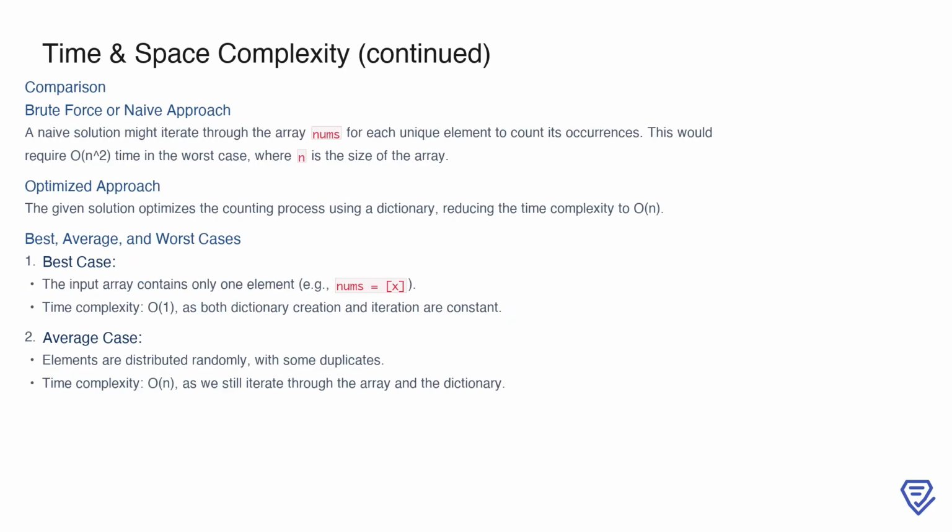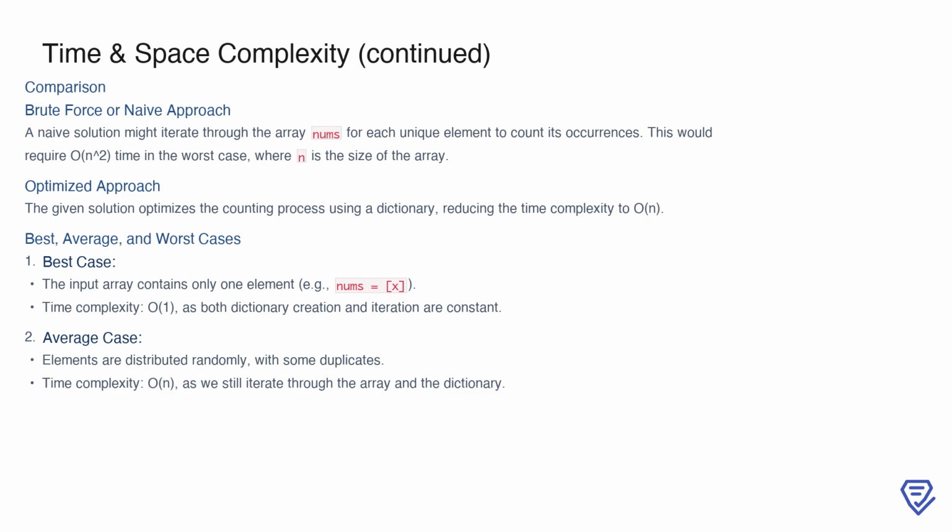To understand the efficiency of this solution, let's compare it with a brute force or naive approach. In a naive solution, we might iterate through the array nums for each unique element to count its occurrences. This would involve nested loops, leading to a time complexity of O(n squared) in the worst case. In contrast, the given solution optimizes the counting process by using a dictionary, reducing the time complexity to O(n).